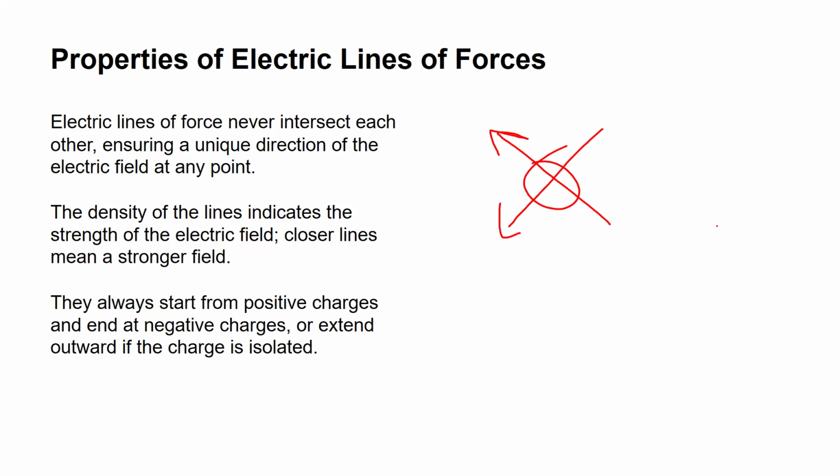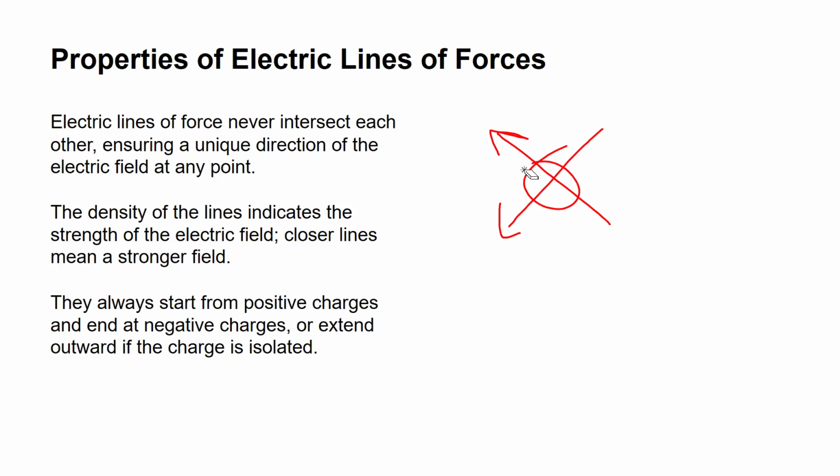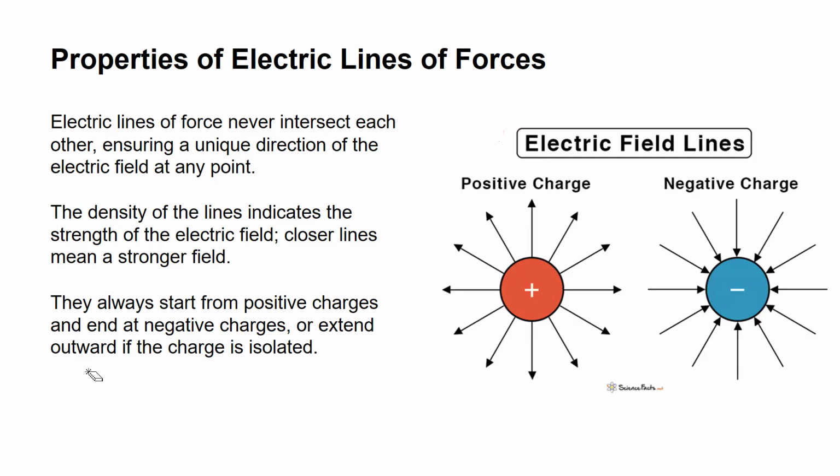So usually they extend outwards if the charge is isolated. So we have isolated charges. In the case of isolated charges, these electrical lines of forces extend outward of the system. So now let's look at the diagram here. You see, this is a positive charge and this is a negative charge. And as you can see, they always start from the positive charge and then they end at the negative charge.